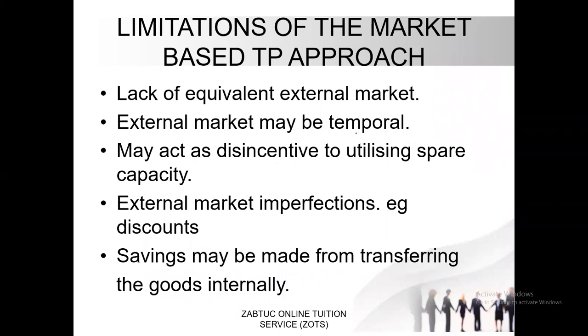What are the limitations of the market-based transfer price? Oh, the market-based transfer price is the best, isn't it? It's the one that we'd love to use. But there may be no external market. Or there may be no equivalent external market. So how do you proceed? Or the external market may simply be temporal. It's seasonal. So what external price are you going to adopt if we have seasonal prices?